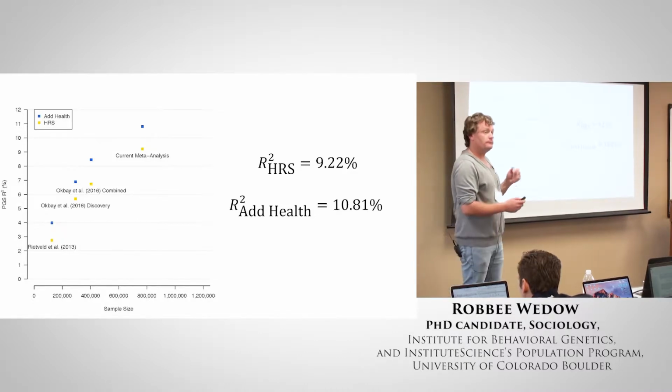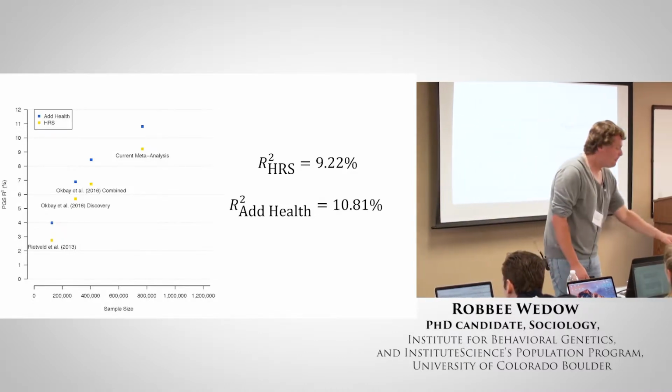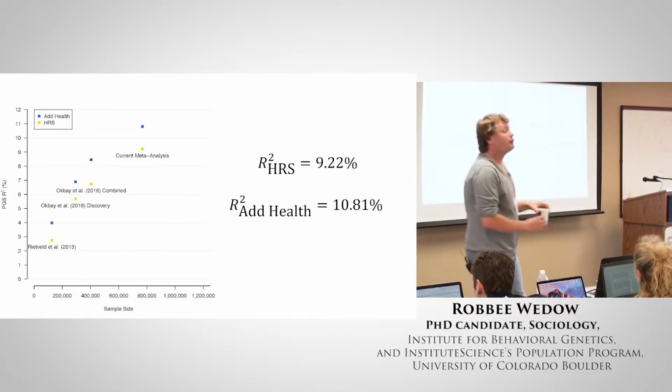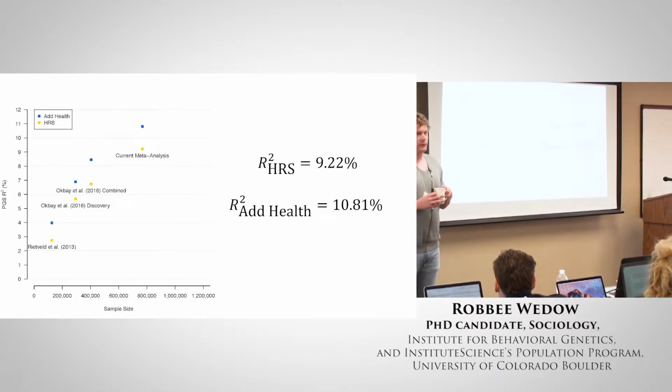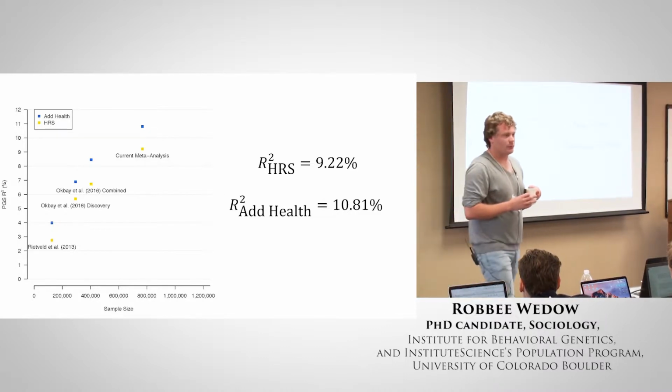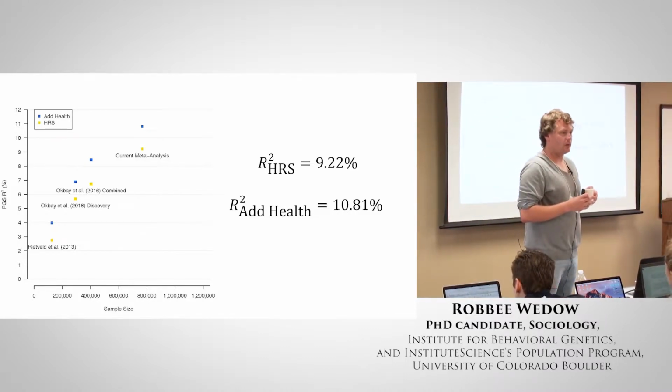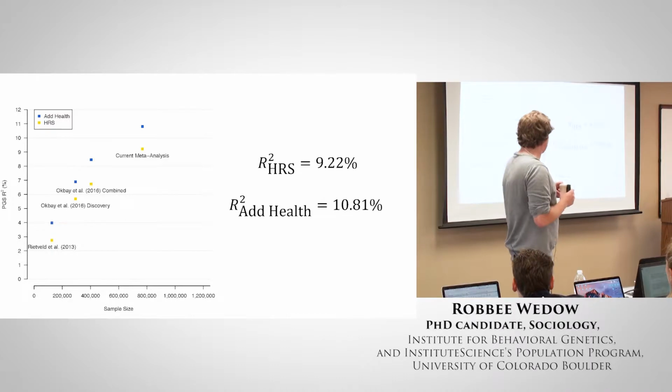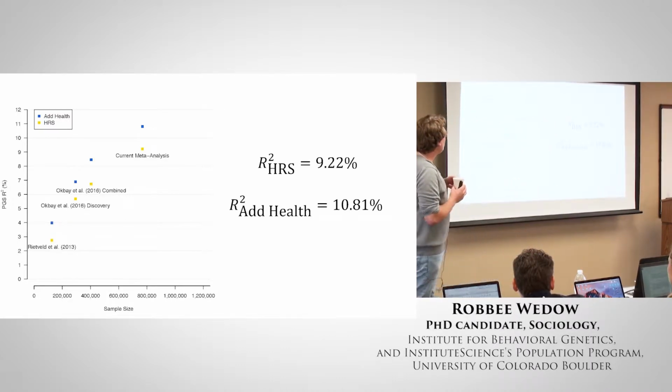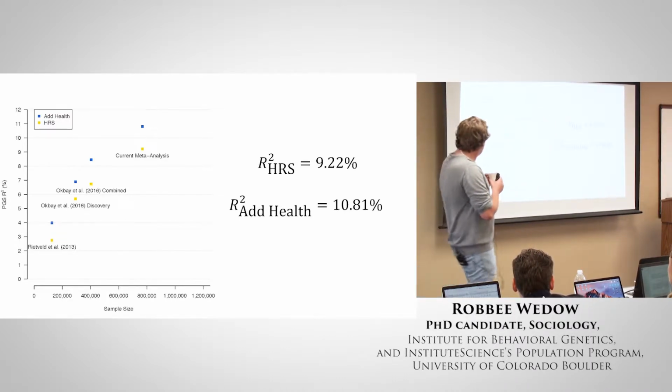Do you have an intuition as to why it's more predictive in AdHealth than HRS? So Megan is going to highlight some of those in the cross-cohort prediction section, so we'll leave that for her. But yeah, we have some ideas about what characteristics might be driving those differences. Are they significantly different from one another? Let's see.